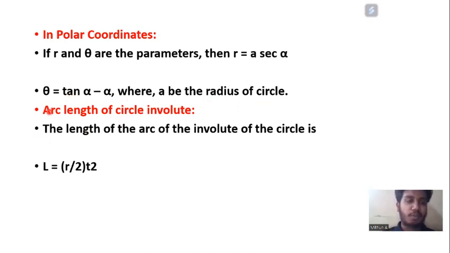And when we talk about the arc length of the circular involute, the length of the arc of the involute of the circle is given by L is equal to r by 2 into t squared.